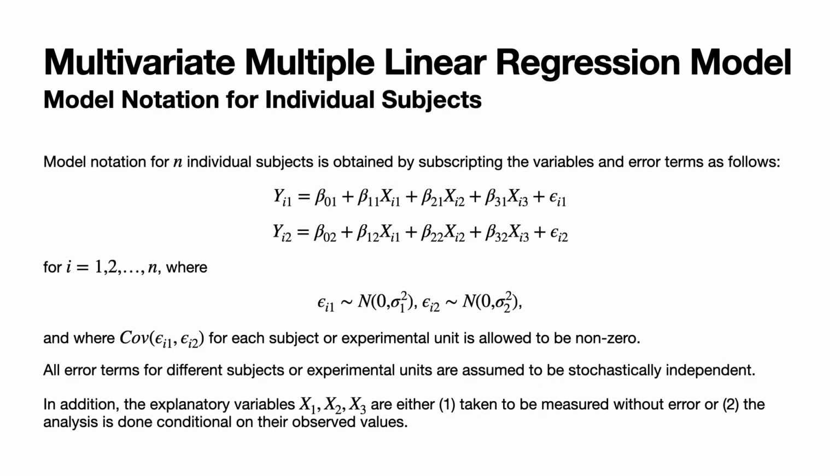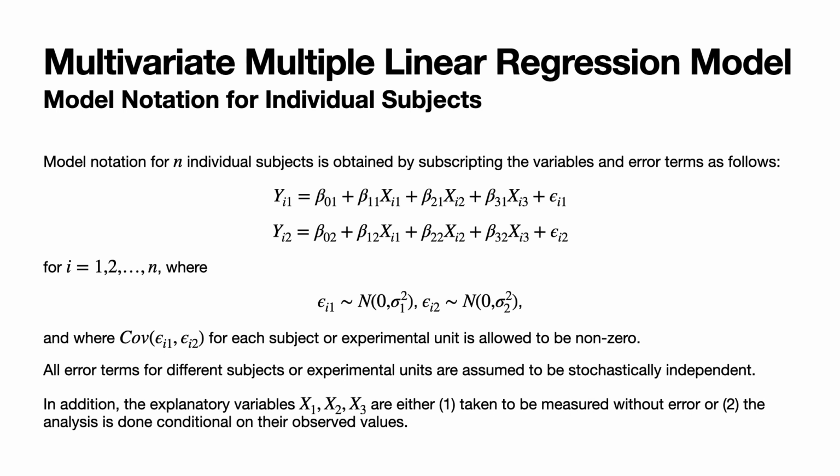Model notation for n individual subjects is obtained by subscripting the response variables, the explanatory variables, as well as the error terms as follows. We're going to take the previous two regression equations and use i to subscript for each individual. For the first response variable, the equation for the ith subject would be y sub i1 equal to beta 0,1 plus beta 1,1 times x sub i1 plus beta 2,1 times x sub i2 plus beta 3,1 times x sub i3 plus the first error term for the ith subject, epsilon i1.